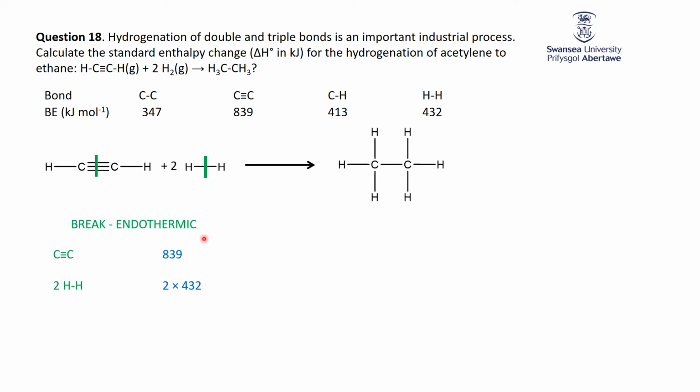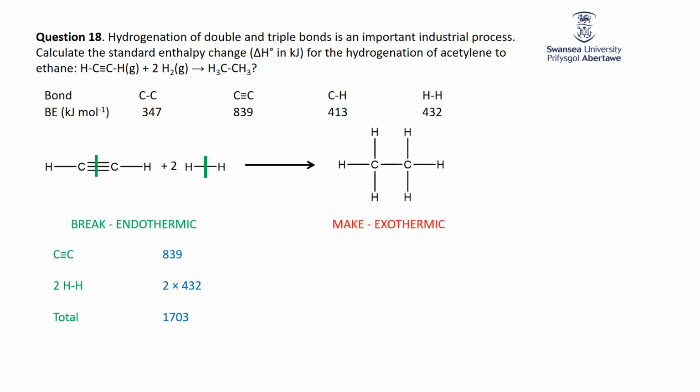Now in this particular question, I'm not breaking that carbon-hydrogen bond because it's still there. I don't break it and make it again. I just leave it as it is. Same for this carbon-hydrogen bond. So I'm breaking bonds, the triple bond and 2 of these hydrogen-hydrogen bonds. And that gives me a total of 1703 kilojoules.